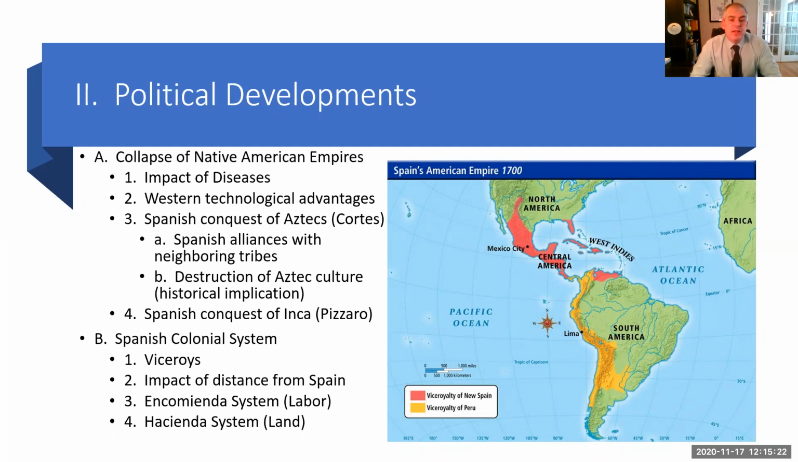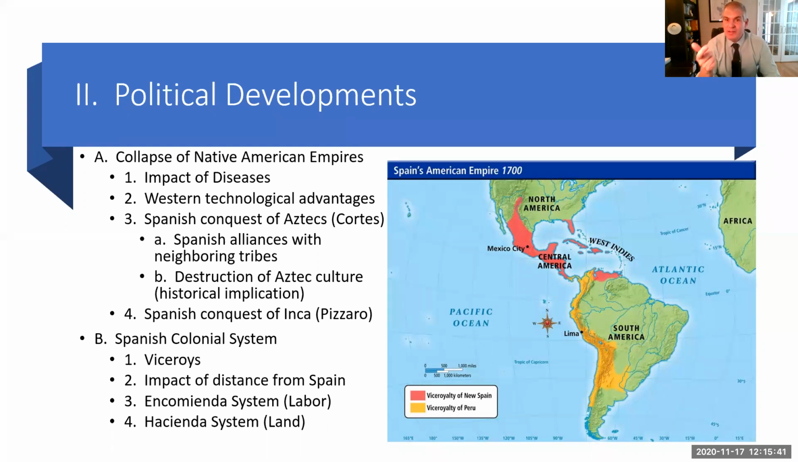The last one is the Spanish conquest of the Inca, and this is carried out by a conquistador named Pizarro. And there's a lot of similarities between what happens to the Inca Empire and what happened to the Aztec Empire. Diseases are going to weaken the empire.